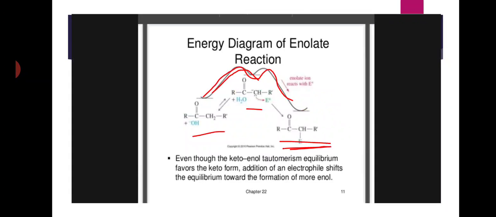Energy diagram of enolate reaction. Here, first the keto form is converted to the enol form. Then this enolate ion reacts with an electrophile and forms the final product. The high peak in the energy diagram shows the enolate ion. The reactant and products have less energy compared to the enolate ion. Even though the keto-enol tautomerism equilibrium favors the keto form, addition of an electrophile shifts the equilibrium towards the formation of more enol.